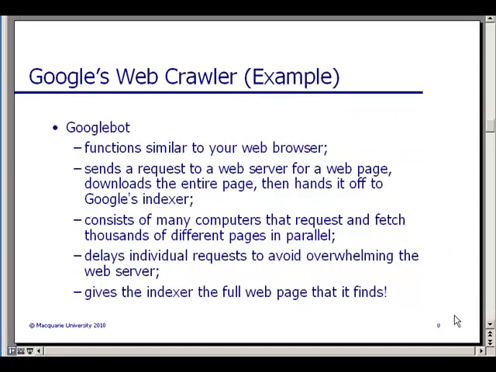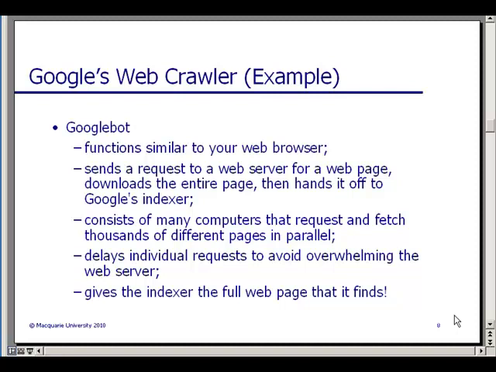Okay, so Google's web crawler is called Googlebot, and in simplistic ways, Googlebot functions similar to your web browser. Googlebot sends a request to a web server for a specific web page, downloads this entire page, and then hands off this web page to Google's indexer. But what it does is extract the URLs and find out where to go next.